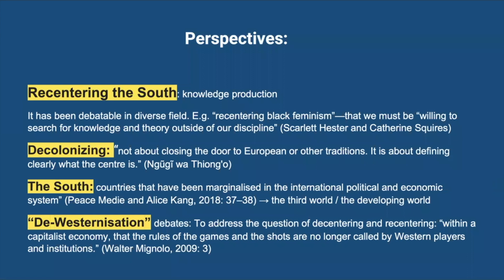and there is an application of putting Africa in the spotlight. And when we think about the South, this concept, now we kind of know why words like third world and developing world were used very frequently. Because in the past, authors like Peace and Alice suggested that countries that have been marginalized in the international political and economic system have been defined as the South. So this is partly why the issue comes up, and it also shows us that there is a need to change.